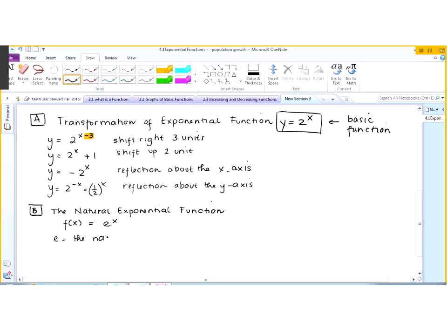So e is called a natural number. What is the value of e approximately? The value of e is approximately 2.71828. How do we get this number?